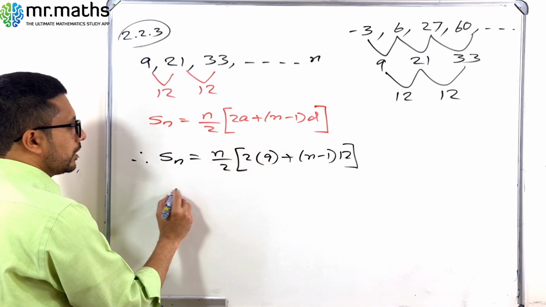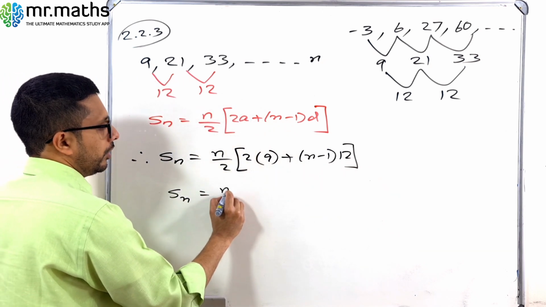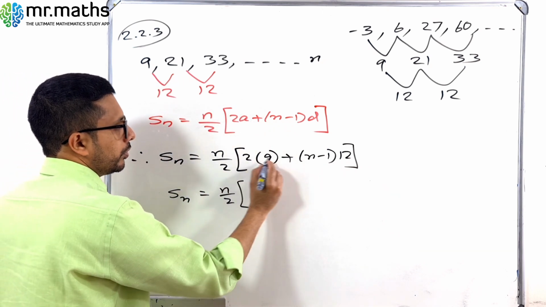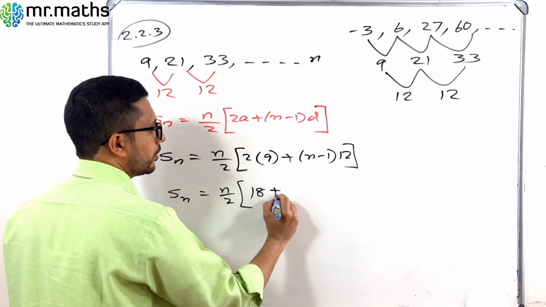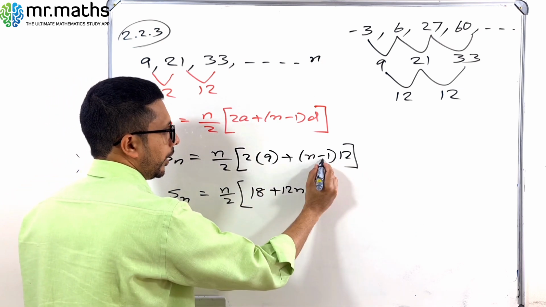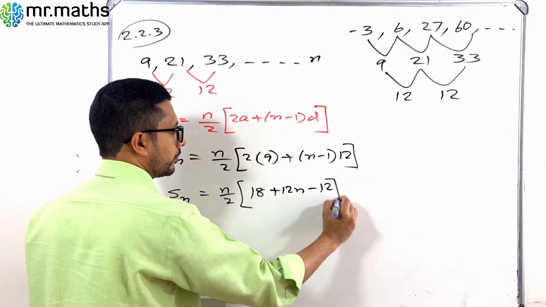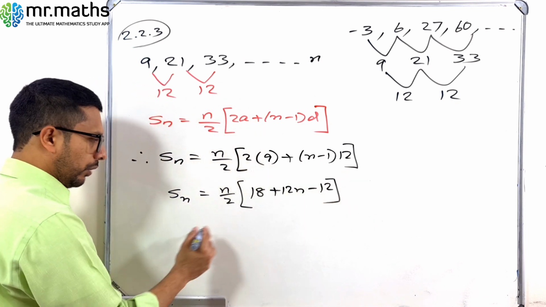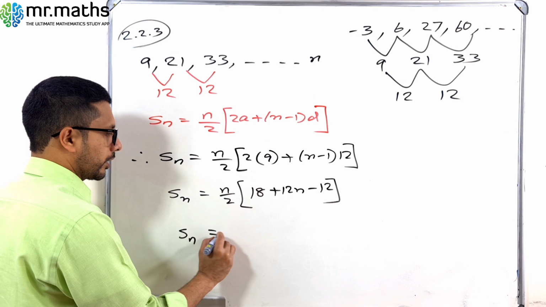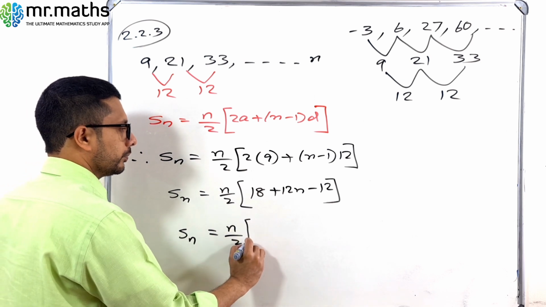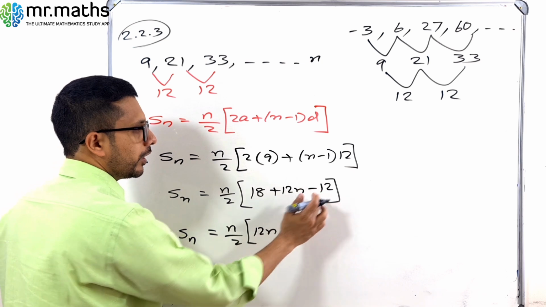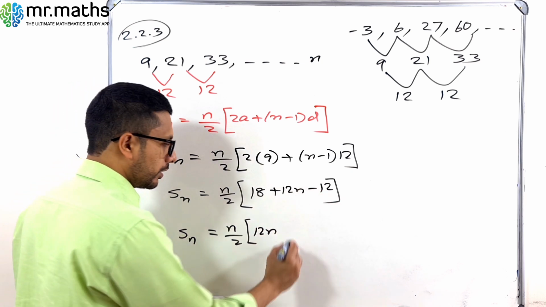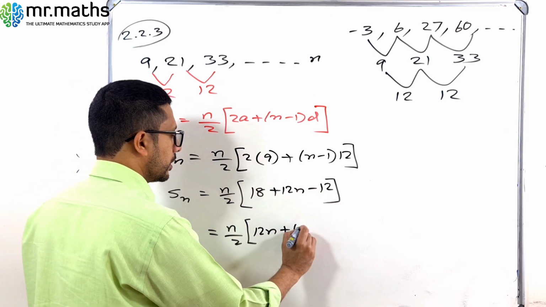So Sn is equal to n over 2 into 2 into 9 is 18. Now expand the bracket. 12 into n is 12n. 12 into minus 1 is minus 12. Now it's a simple algebra section. So n over 2 into, let me write that one first, 12n. What is 18 minus 12? That is 6. So it is plus 6.